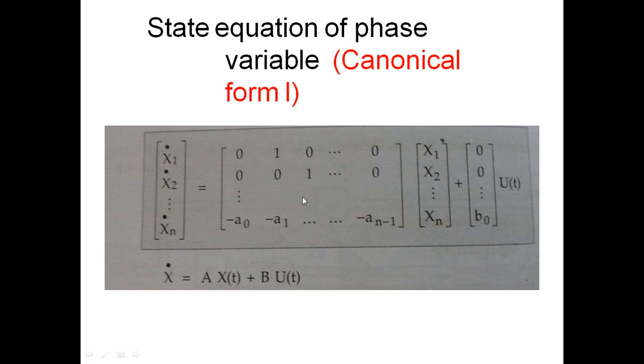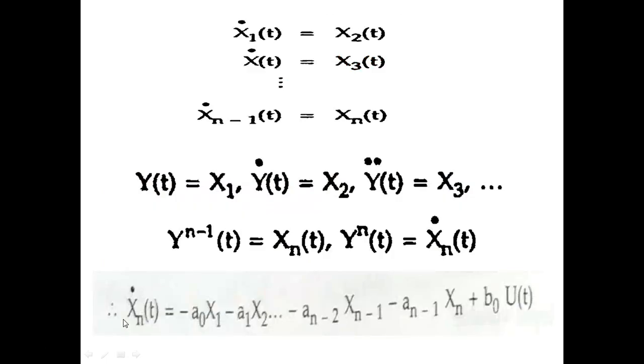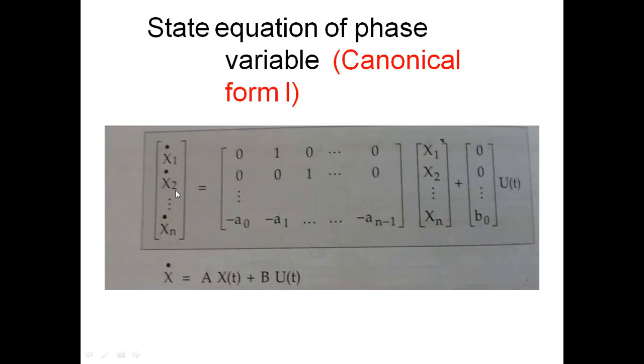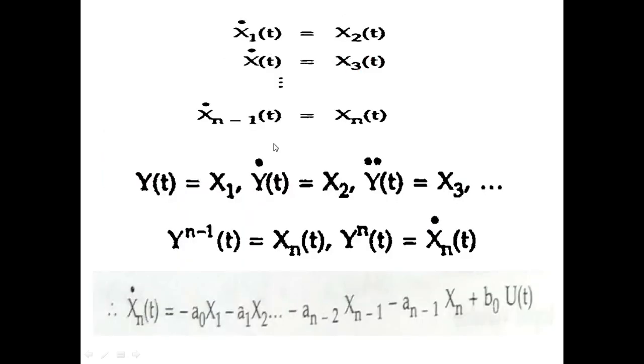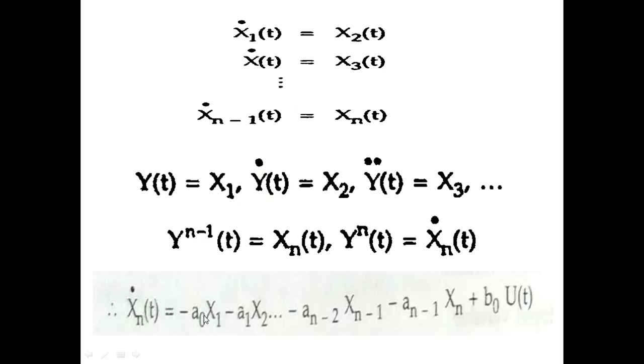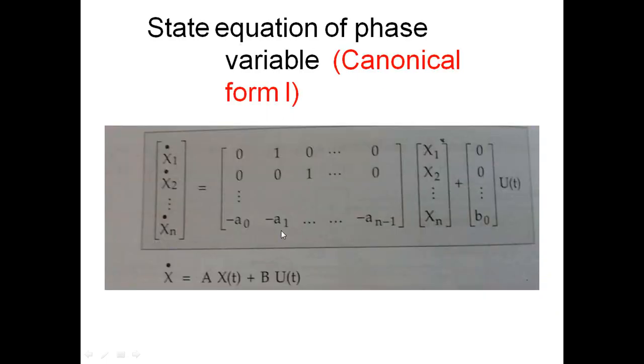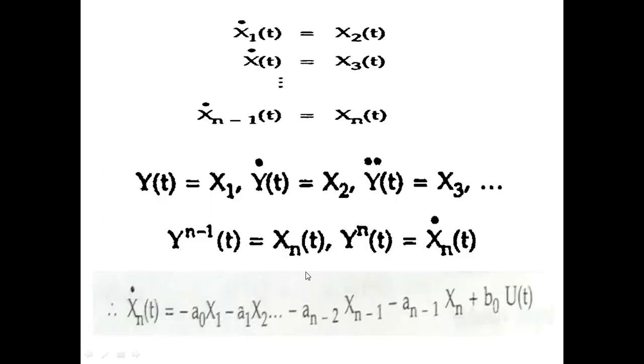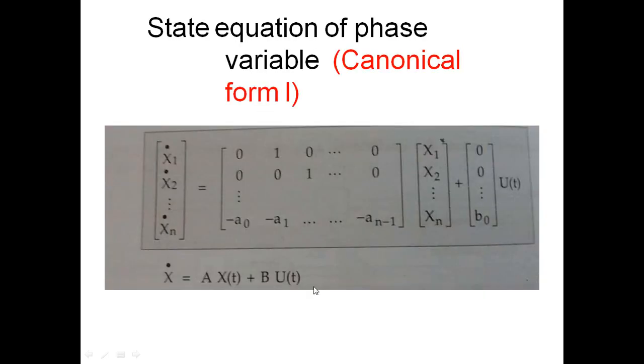And what about the last one? For the last one we have the equation xn dash of t. For example, if I want to find a third row element, that is x3 dash of t. x3 dash of t is nothing but x4. So this is 0, this is 0, this is 0, the fourth element will be 1, and the remaining elements are 0. So it keeps on shifting. Then how can we rewrite xn dash of t? See here, the coefficient of x1 is minus a0, the coefficient of x2 is minus a1, x3 is minus a2, x4 is minus a3.